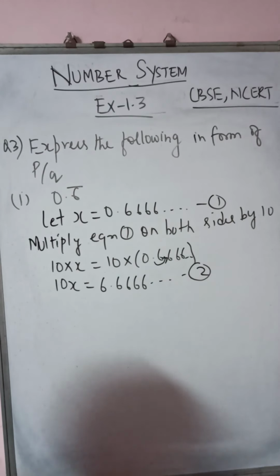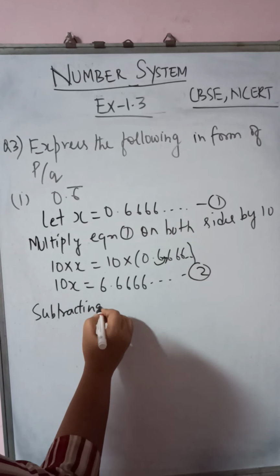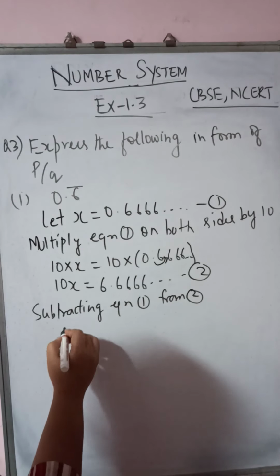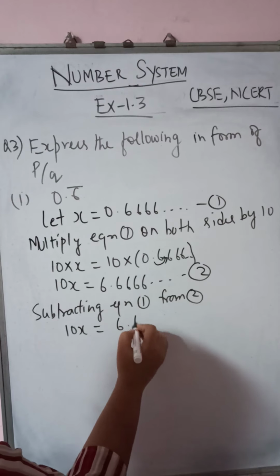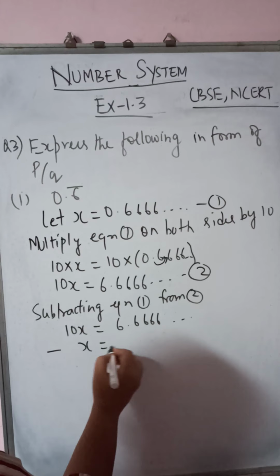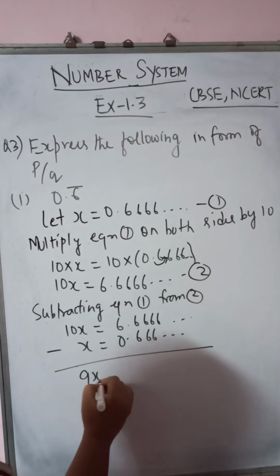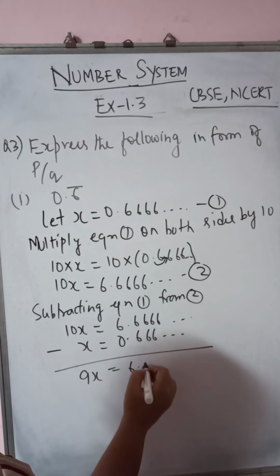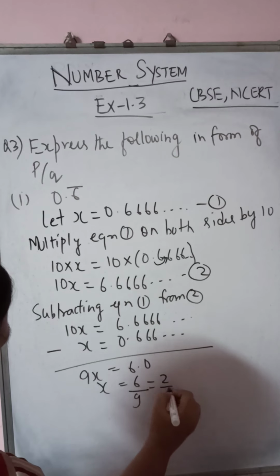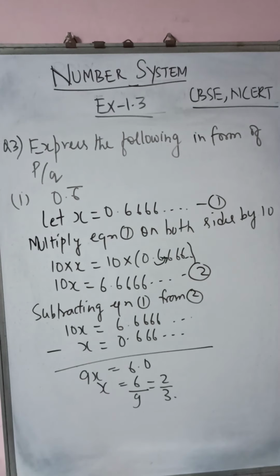Now let this be equation 2. Now subtracting equation 1 from 2, what will you get? 10x is equal to 6.66 dot dot minus x is equal to 0.66 dot dot. So what will you get? 9x is equal to 6 minus 0, which is 6, and this is 0. So x is equal to 6 by 9, which is equal to 2 by 3. So this is the first question, first part.